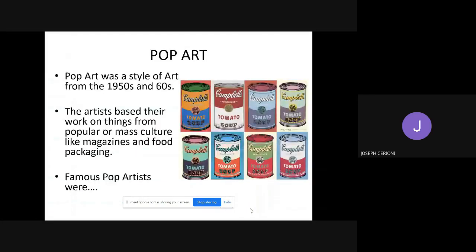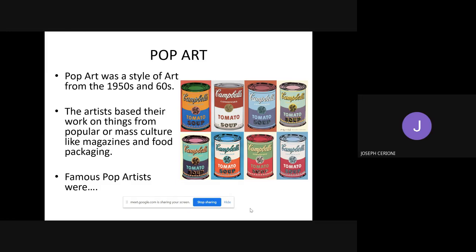So pop art was a style of art from the 1950s and 60s, and the artists based their work on things from popular or mass culture, such as magazines and food packaging. And what actually happened was that after the Second World War, for about 10 years, there was still rationing, which meant people didn't have a lot of choice in the shops, they didn't have a lot of money.